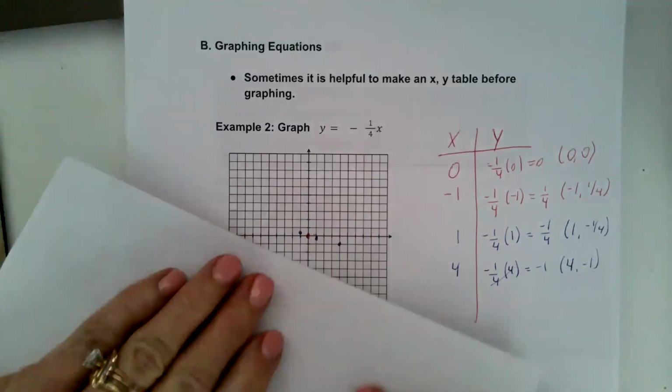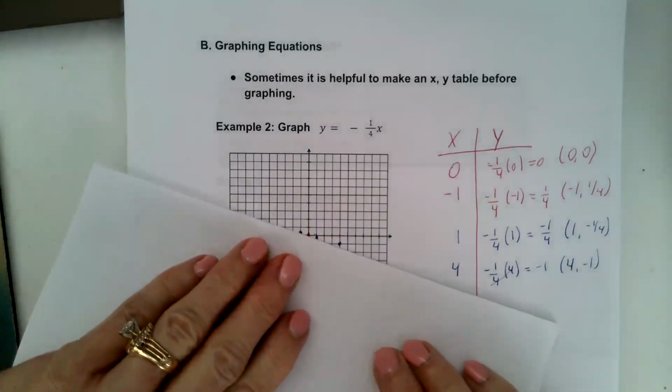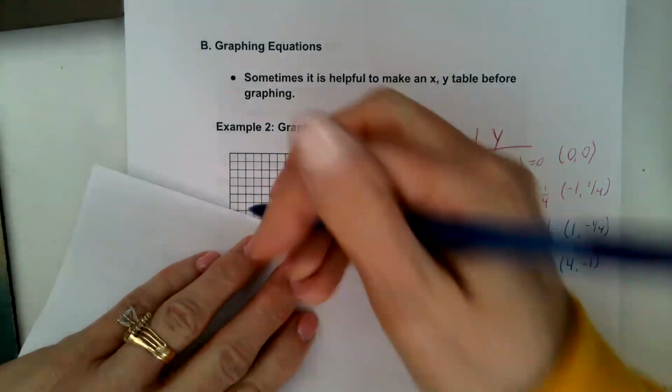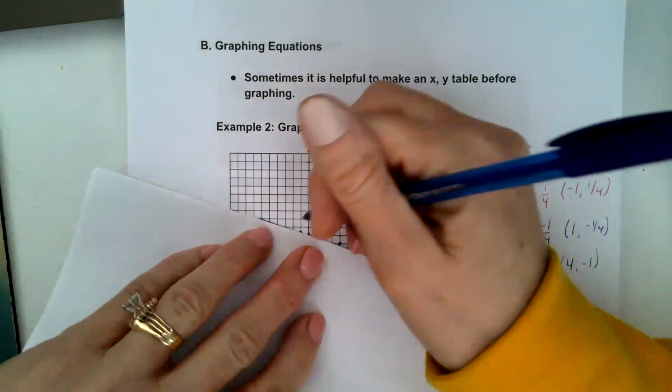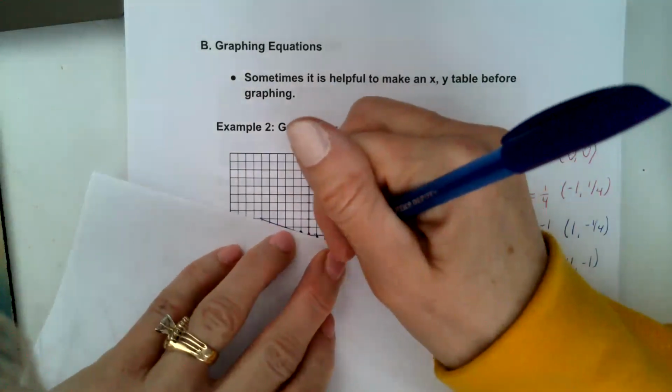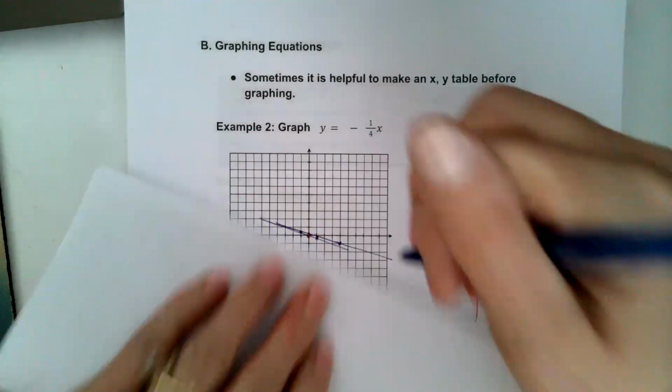So I'm going to just take a flat piece of paper, straight edge of some sort, and draw this. Oops. It's not drawing through my points very well. There it is. Okay.